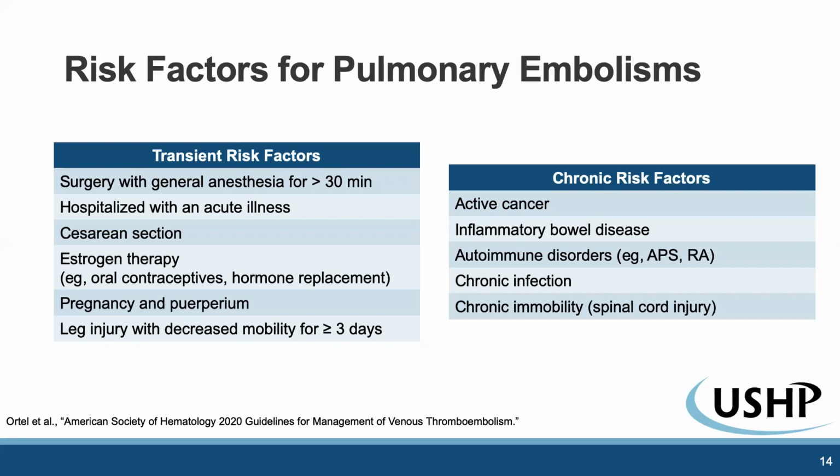When assessing chronic risk factors, this would include those who have active cancer, inflammatory bowel disease, autoimmune disorders. This could include rheumatoid arthritis, for example, chronic infection or chronic immobility, such as a spinal cord injury.